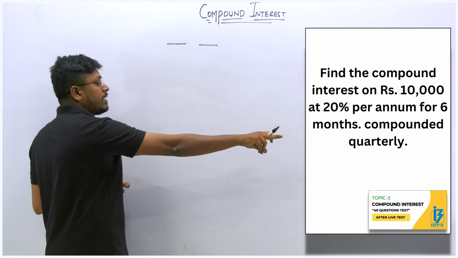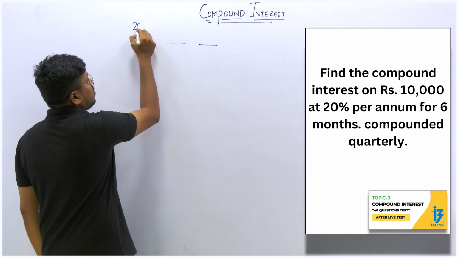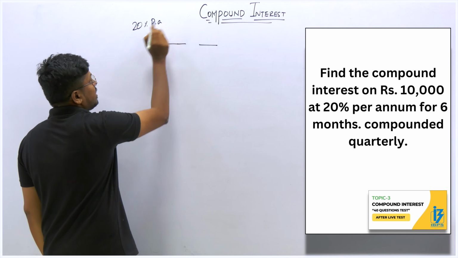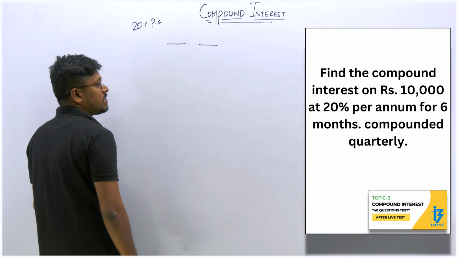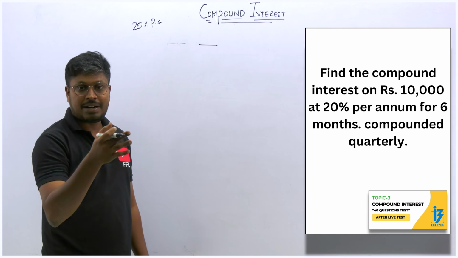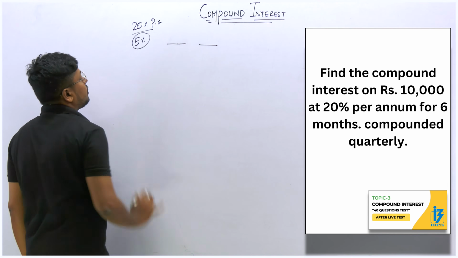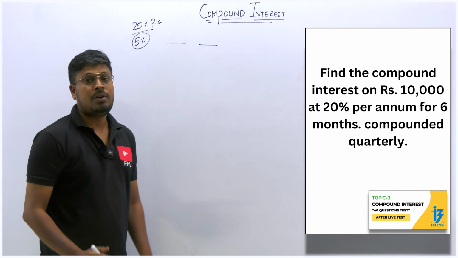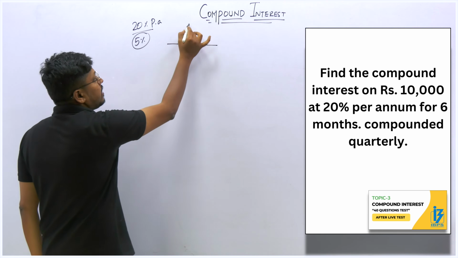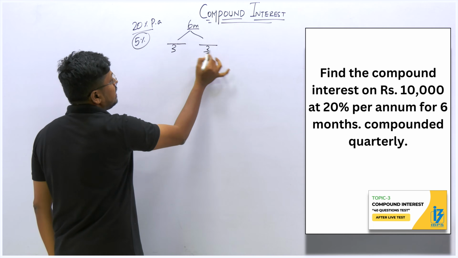And what is the rate of interest they have given? Rate of interest is 20% per annum. But here, according to the question, our target is to find it for a quarter. So if it is quarterly, divided by 4, the rate of interest is now 5%. So 5% is for quarterly, and the total time duration they have given is 6 months. So if it is quarterly, 3 months and 3 months, right?